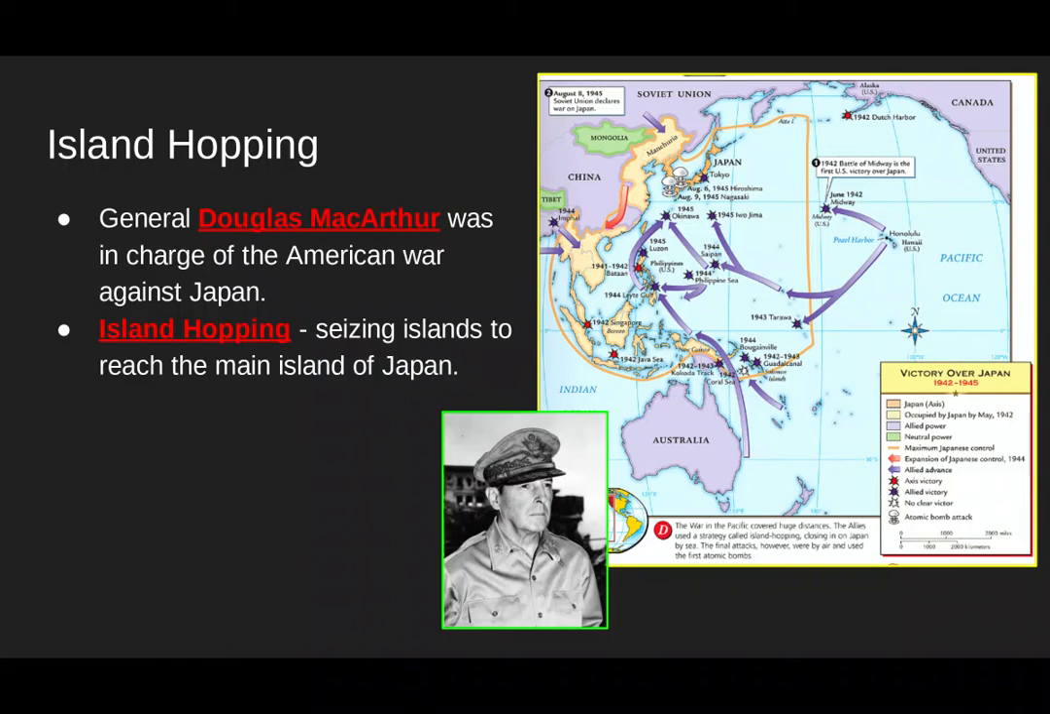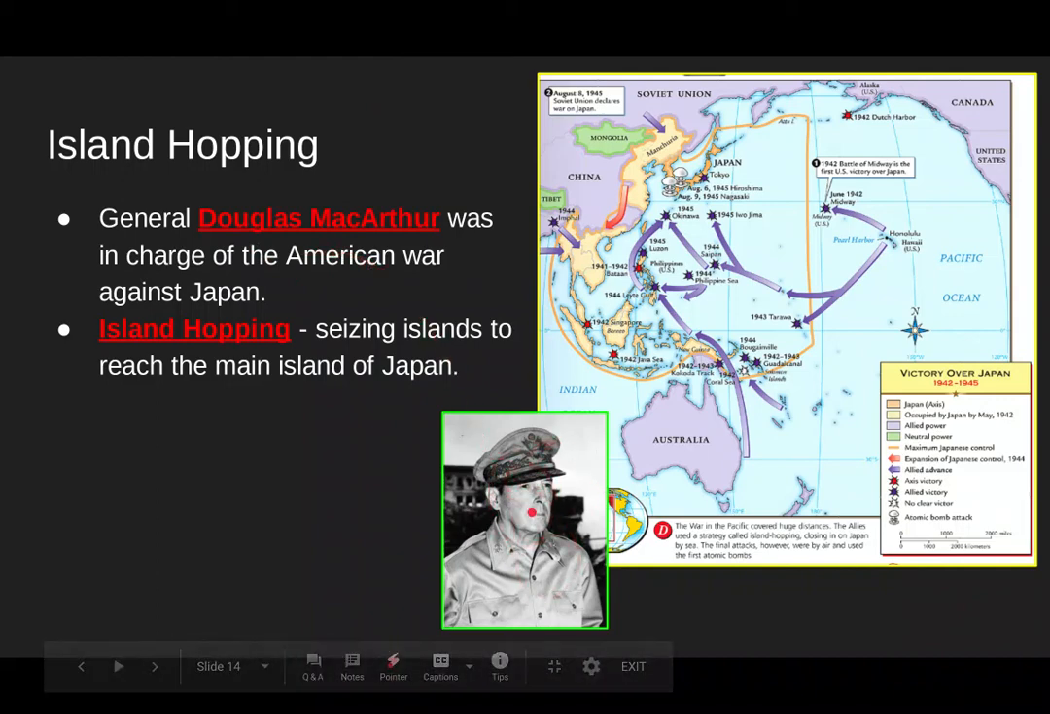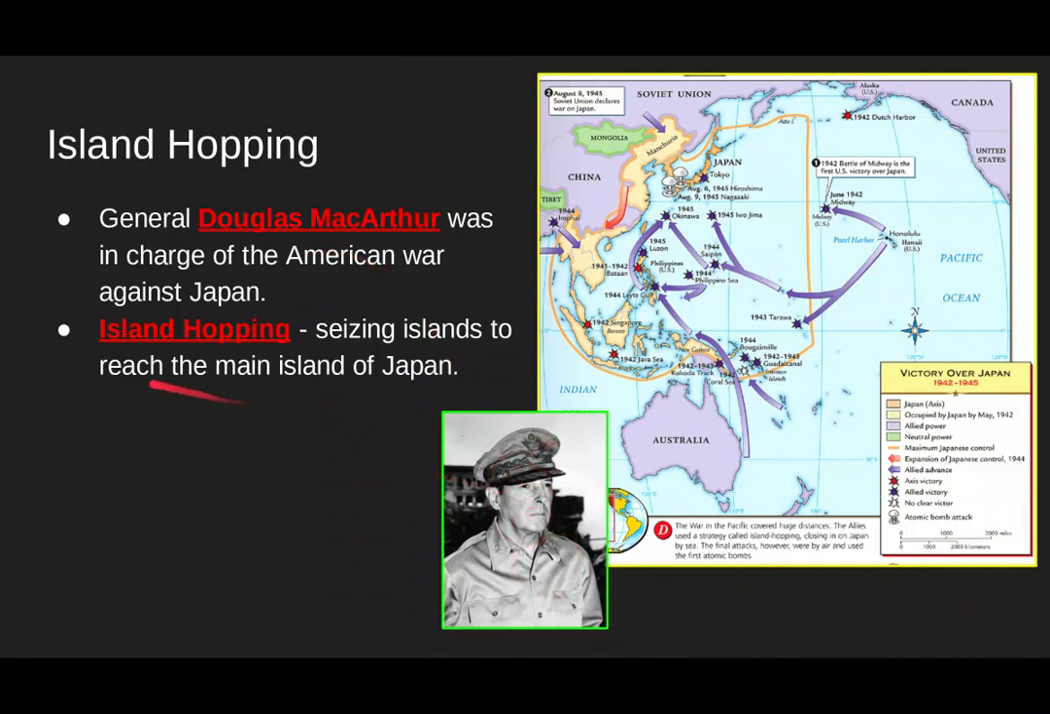One individual, a fairly important figure in the war here in the Pacific, is General Douglas MacArthur, the U.S. General Douglas MacArthur. You can see him right here. And he came up with this idea, this strategy to defeat Japan, known as island hopping. Okay, the idea here is you've got a number of small islands here in the South Pacific. And his idea was to basically hop from island to island all the way to the main island of Japan.